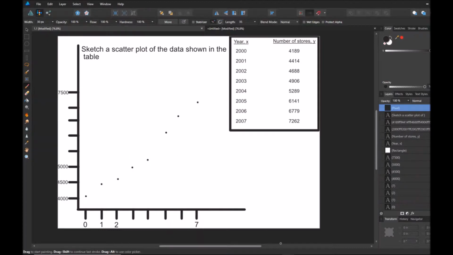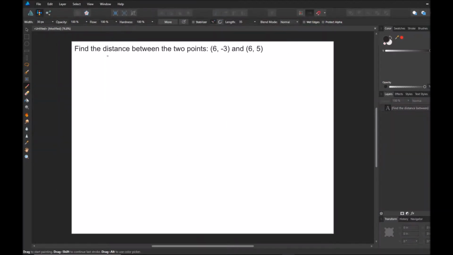randomized points. Okay, so the next question asks us to find the distance between the 2 points (6, -3) and (6, 5). Now, although you could graph these 2 points out and just count the distance between the 2 points, I'm going to show you how to do it using the distance formula, because I think that's more useful and more versatile in case the points aren't close by each other or something like that.